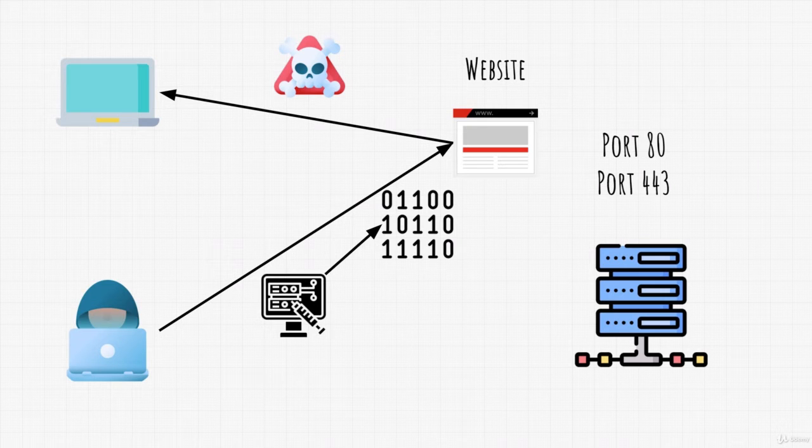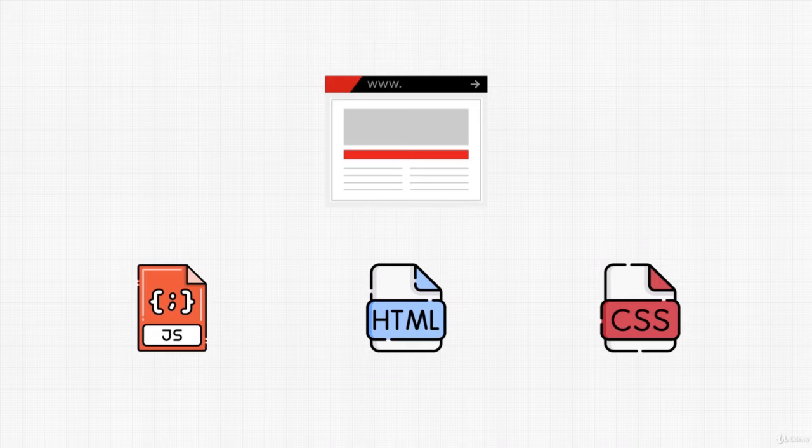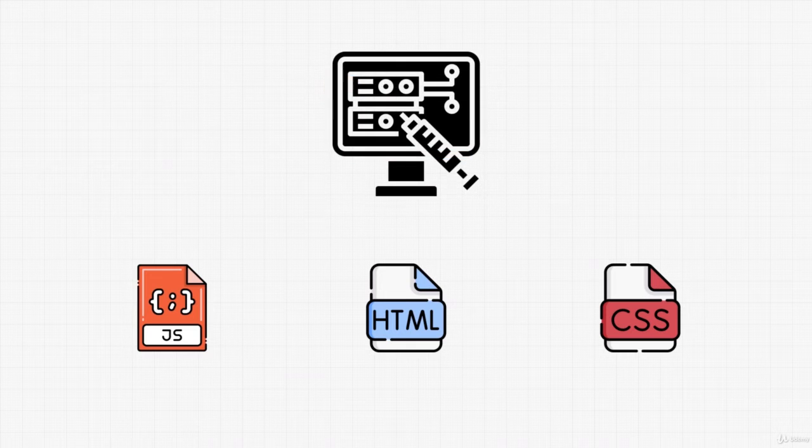Imagine we do something like this on a website as big as PayPal. That would be a big problem, right? That's why web penetration testing is so important. And most of the attacks that we will cover are based on poorly written code. We know that websites are mainly made in HTML, CSS, and JavaScript code. All of them can be used to attack websites with code injection.